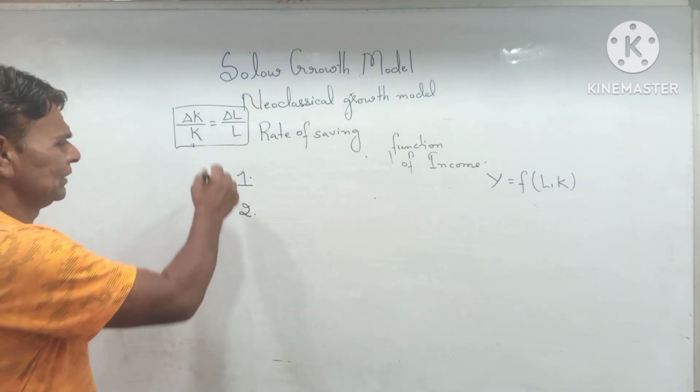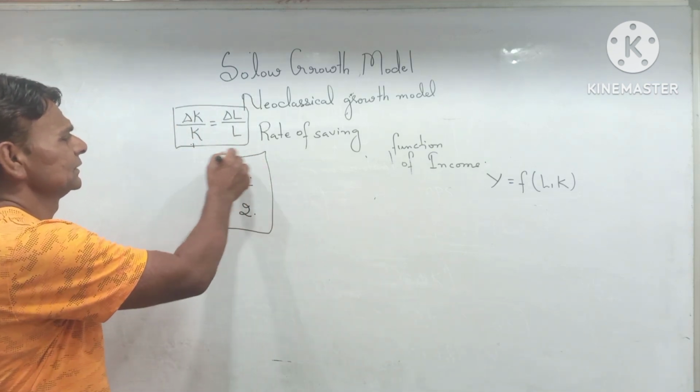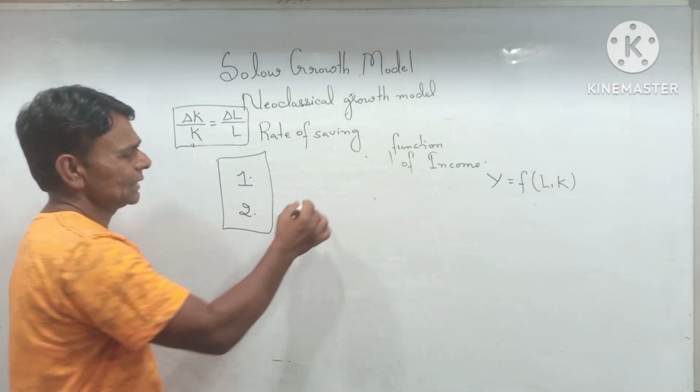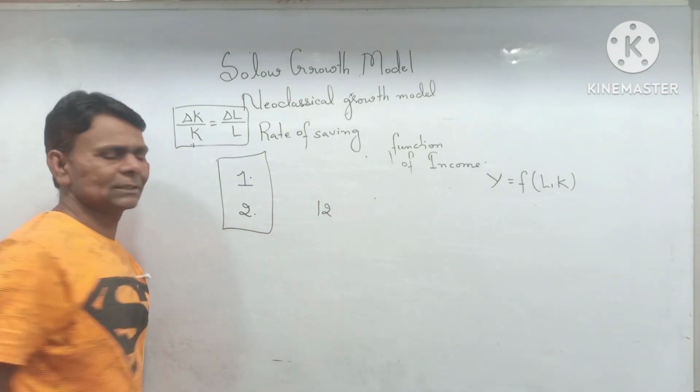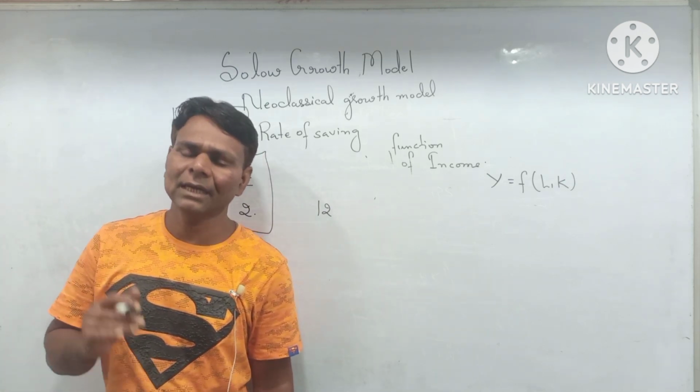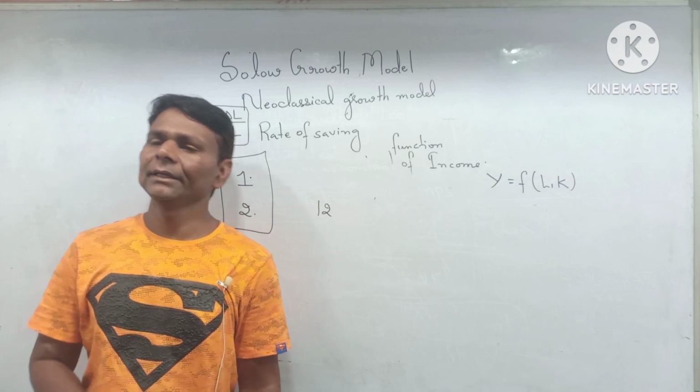These are the two major criticisms given to the Solow growth model, and this question carries 12 marks. The question asked is: critically examine the Solow growth model. It is asked under Section B and carries 12 marks.